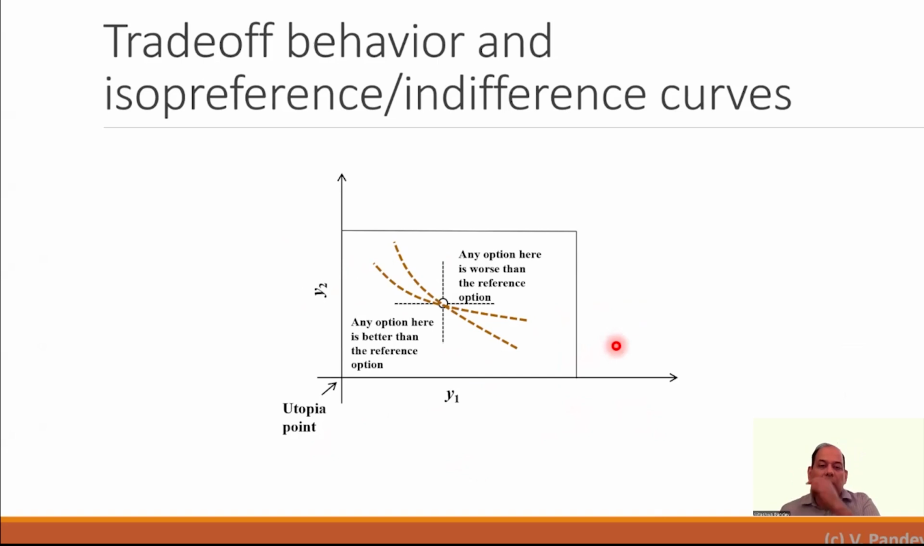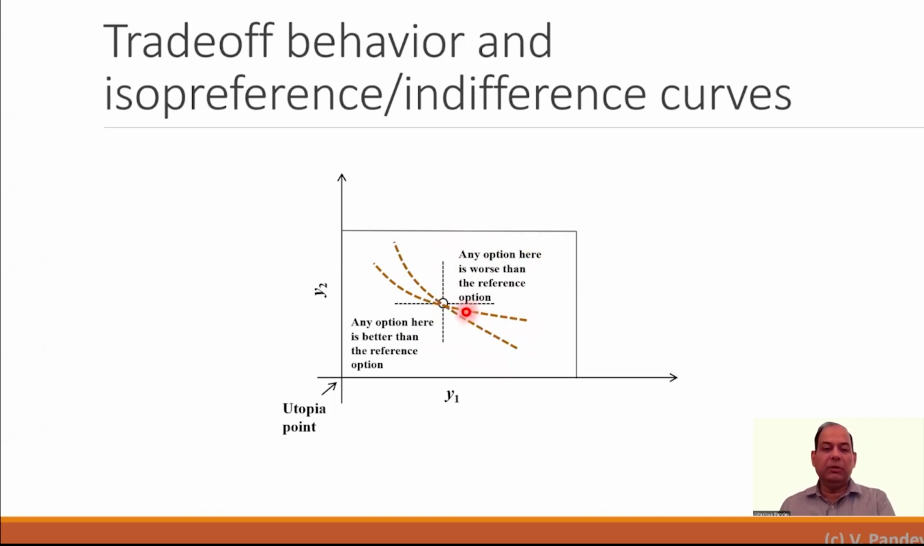Okay. So now we'll go to the next concept, which is that a lot of things are pretty self-evident when you start drawing utility indifference curves. For example, let's say we start with a reference option, which is this circle in the middle. And then we draw these two lines, which basically separate this space into quadrants. It's easy to see that any option here is worse than the reference option.